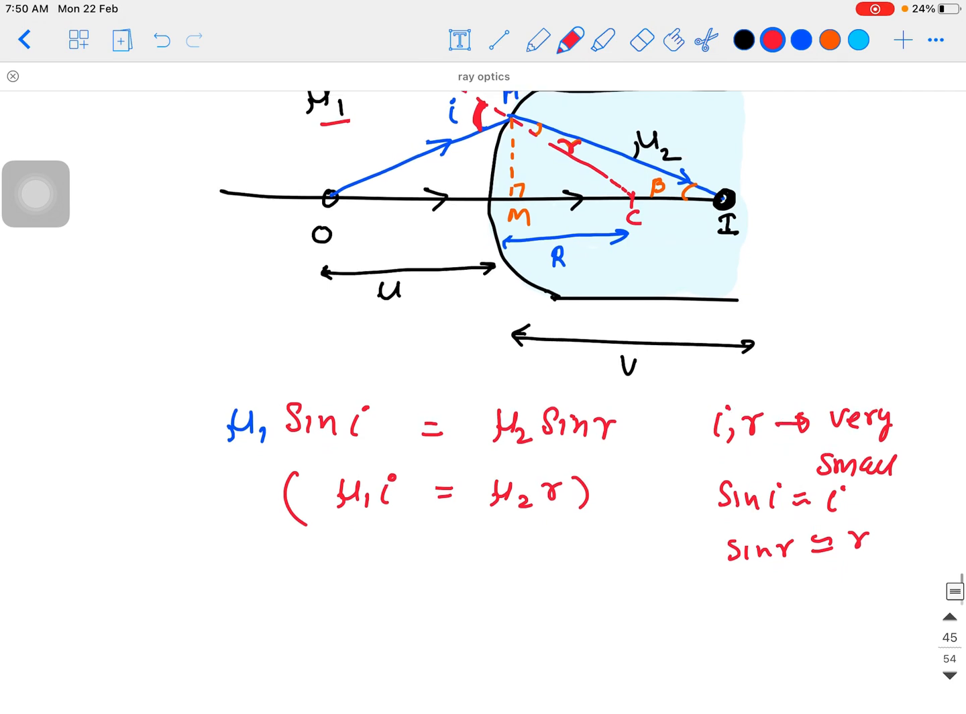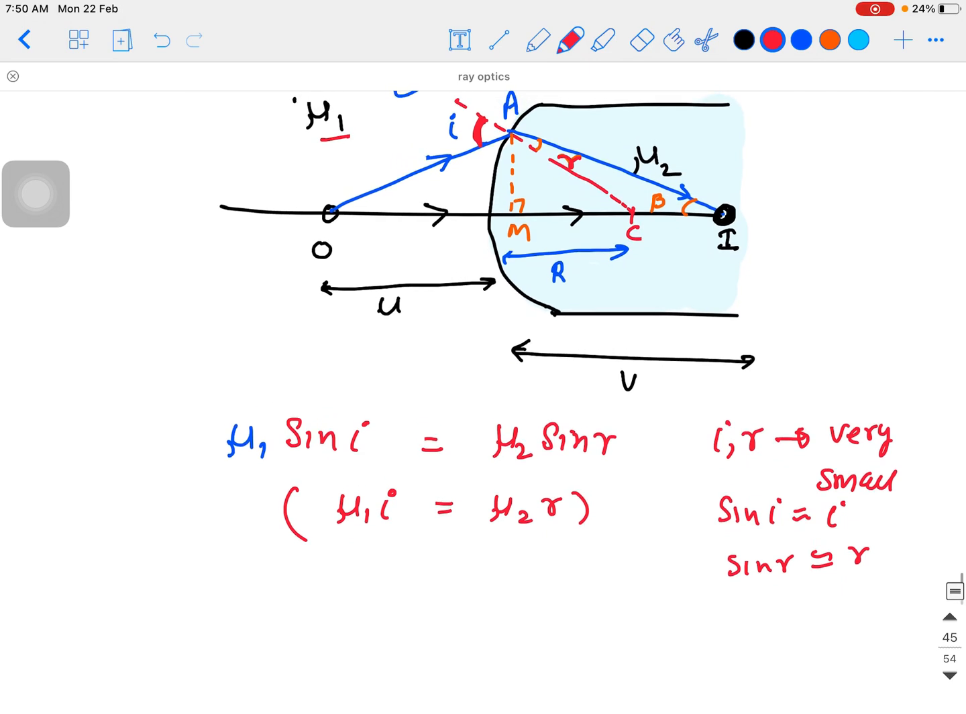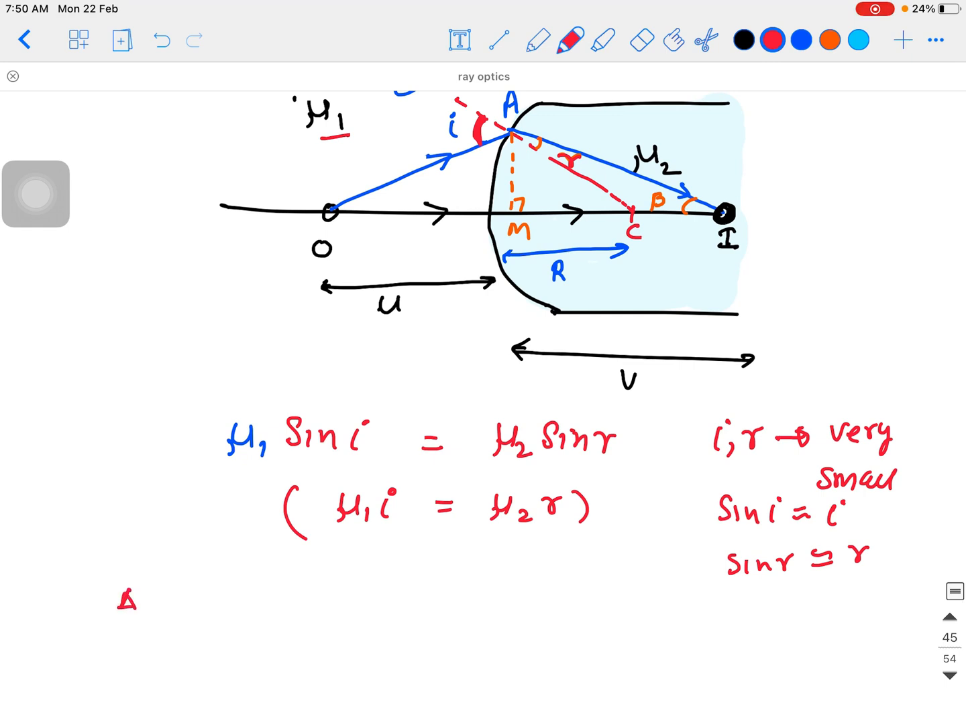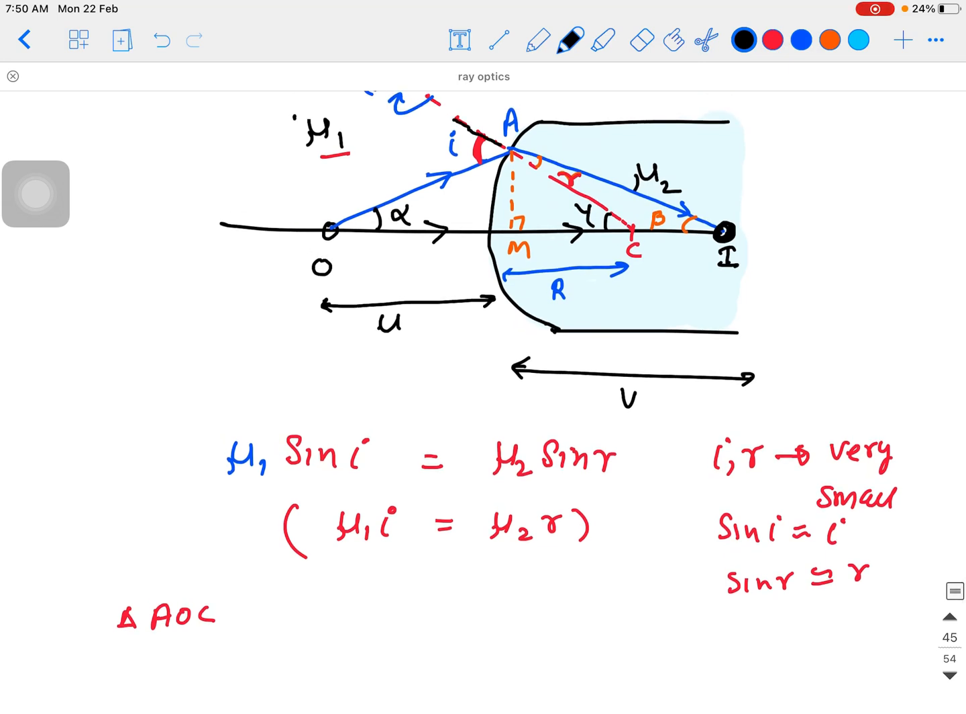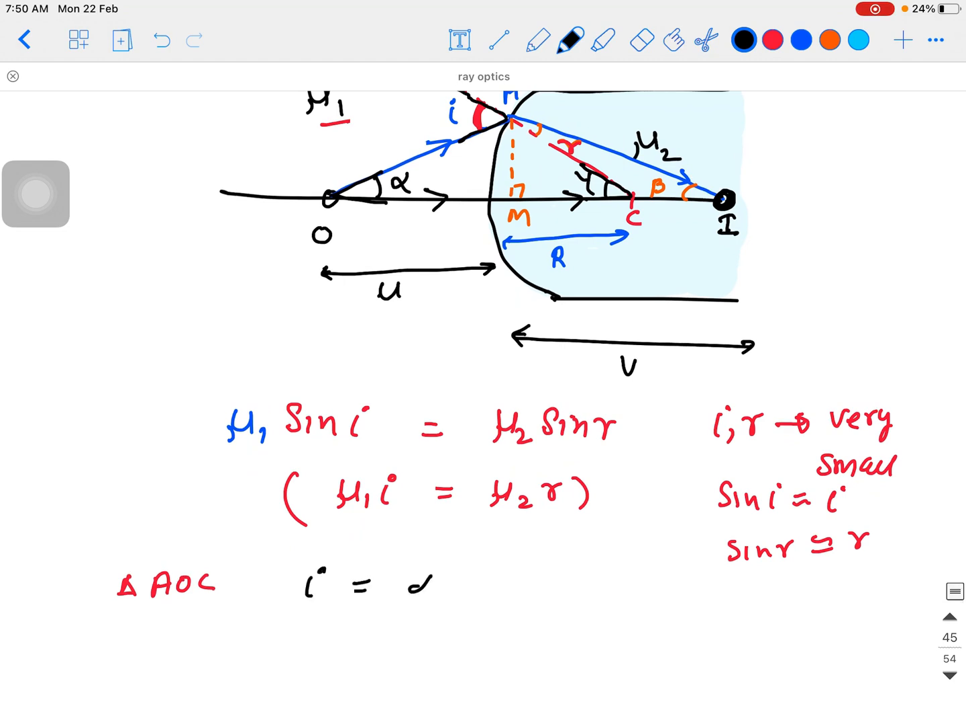Now I will work in triangle AOC. First, let me assume that this angle is alpha and this angle is gamma. This outside angle is I, and the inside angles are alpha plus gamma. So I can say I is equal to alpha plus gamma.